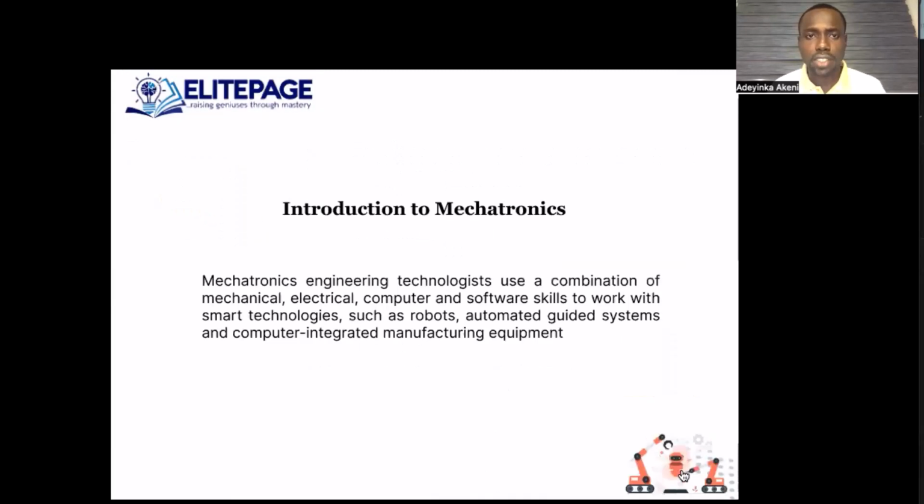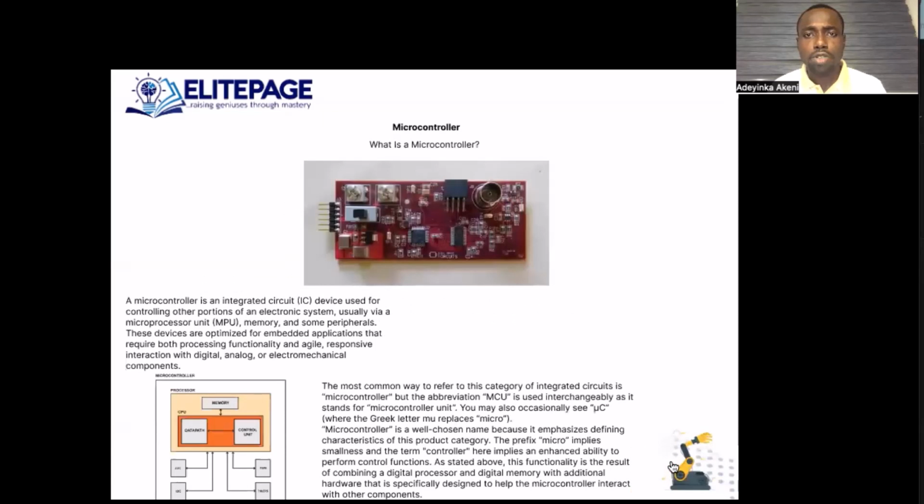Now, in this regard, mechatronics engineering technologists use a combination of mechanical, electrical, computer, and software skills to work with smart technologies such as robots, automated guided systems, and computer integrated manufacturing equipment. In this regard, we shall be examining what a microcontroller unit is.